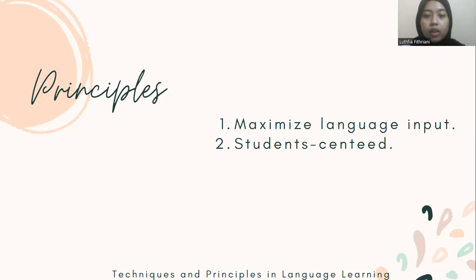The second principle is student centered. So when the teacher uses cooperative learning, he or she should base the learning process on student-centered learning. In student-centered learning, the students actively participate in the teaching and learning process. So they will have more time to practice the target language and more time to speak in the target language. So it will help the students to foster their performance.